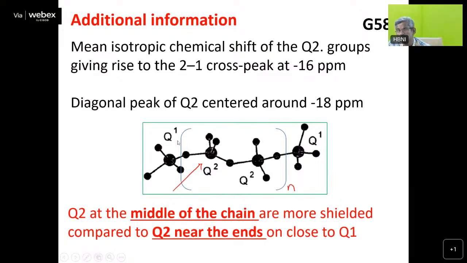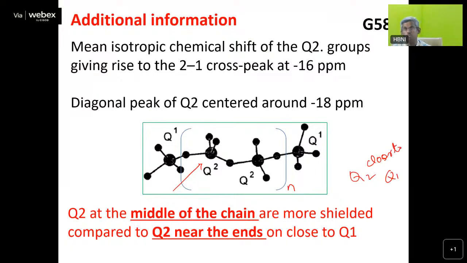So if the Q2 structural units are coming towards the end of the chain, what happens? There is a chemical shift increase, meaning shielding decreases. That is why you see a systematic shift of around 2 to 3 ppm when you go from a Q2 at the middle to a Q2 at the end. Q2 at the middle of the chain are more shielded compared to Q2 near the end, the Q2s which are closer to Q1. That is a very important aspect. Q2 closer to Q1 are very much de-shielded.